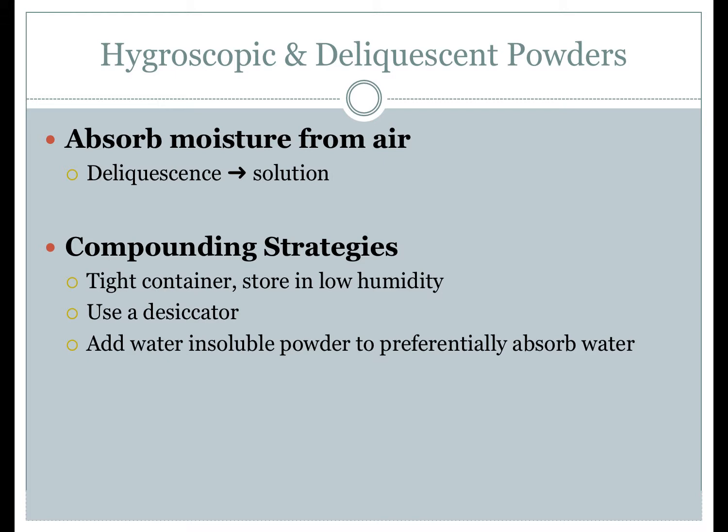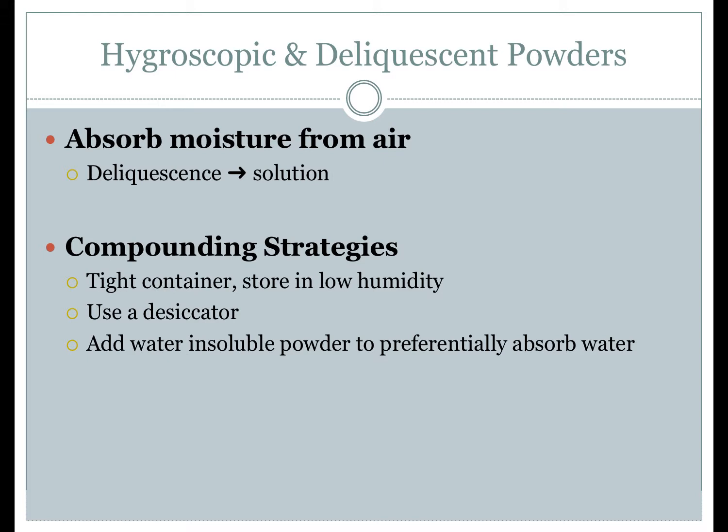The first strategy is the same as for efflorescent powders, namely, to store these powders in a tight container, preferably in an area of low humidity, to limit access to moisture from the air. The second strategy would be to add an inert powder that would preferentially absorb any water or moisture from the air. Depending on the formulation, there may already be an ingredient present that can fulfill this function. Thus, if there is a large amount of bulk or diluting powders in the formulation, they will often preferentially absorb moisture and no other ingredients are needed.